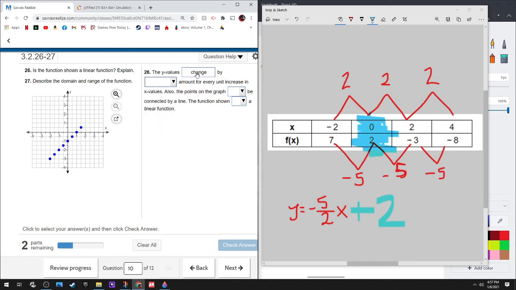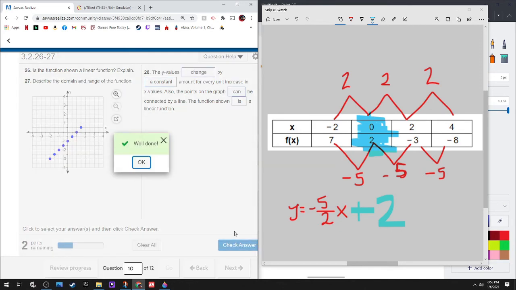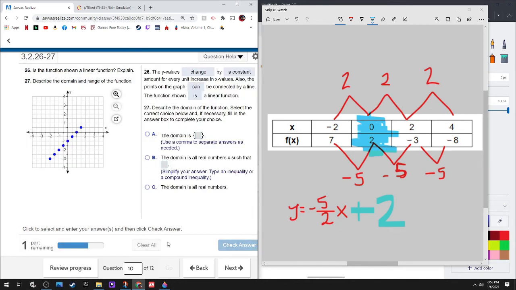All right, so we are looking for the y values to change by a constant amount for every unit increase in x values. That's a kind of mathy way to talk about it. Also, the points on the graph can be connected by a line. The function is a linear function. Woo! Let's look at another one, though.